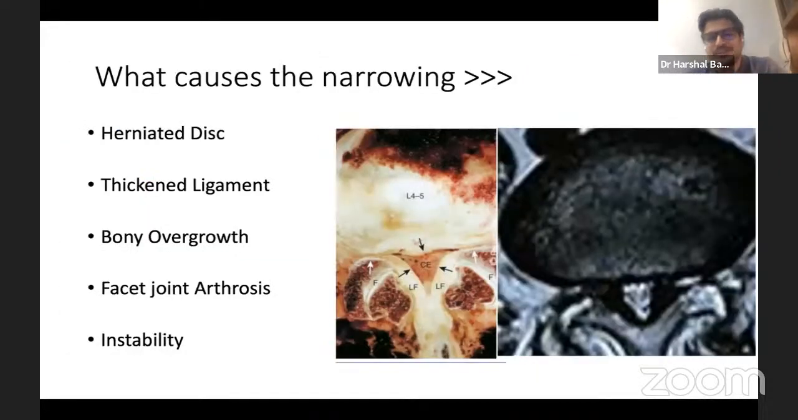What causes the narrowing? Who are the culprits? Herniated discs, thickened ligaments, bony overgrowth, facet joint arthrosis, hypertrophy, and osteophytes, and ensuing instability worsens this narrowing. So these are the common culprits, and you can see in this axial cut, the central canal is narrowed because of a thickened ligamentum flavum and a facet joint, and also the compression of the lateral recess by the facet, as well as contributions from the disc.